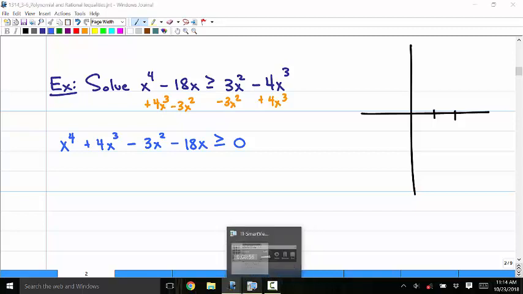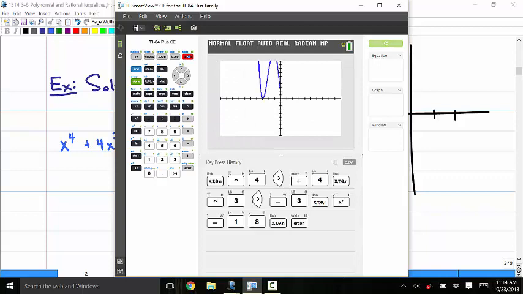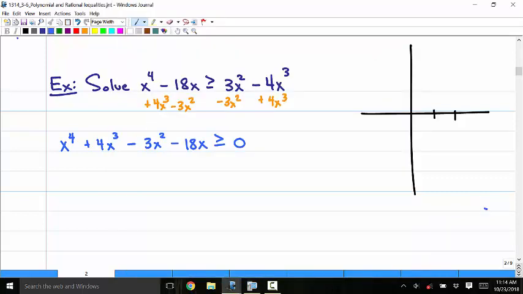If I plug that into my calculator in y equals, and I hit graph, what do you think your zeros are going to be? -3, 0, and 2? -3, 0, and 2. And it looked something like that. Do you agree?